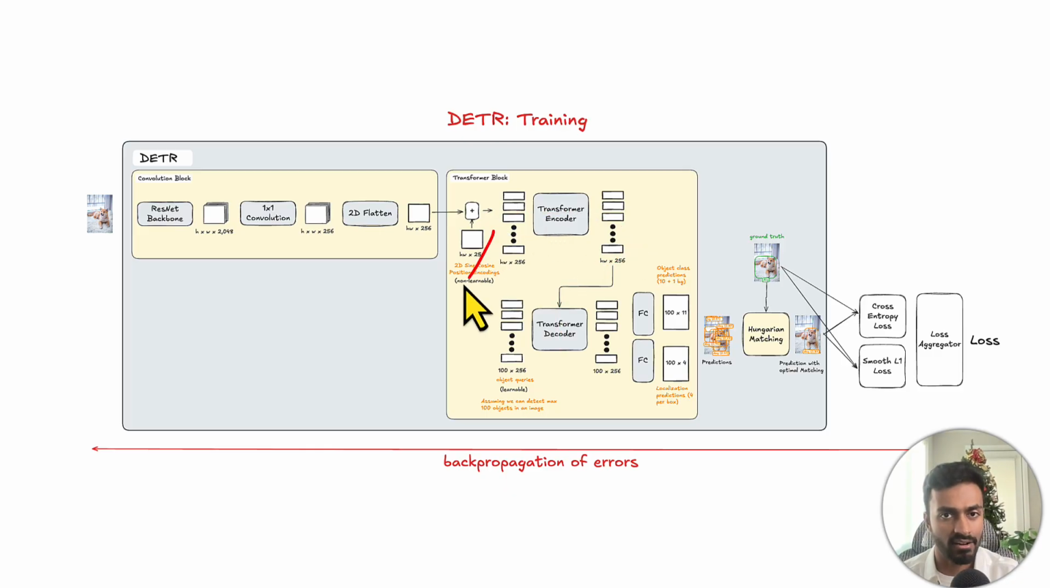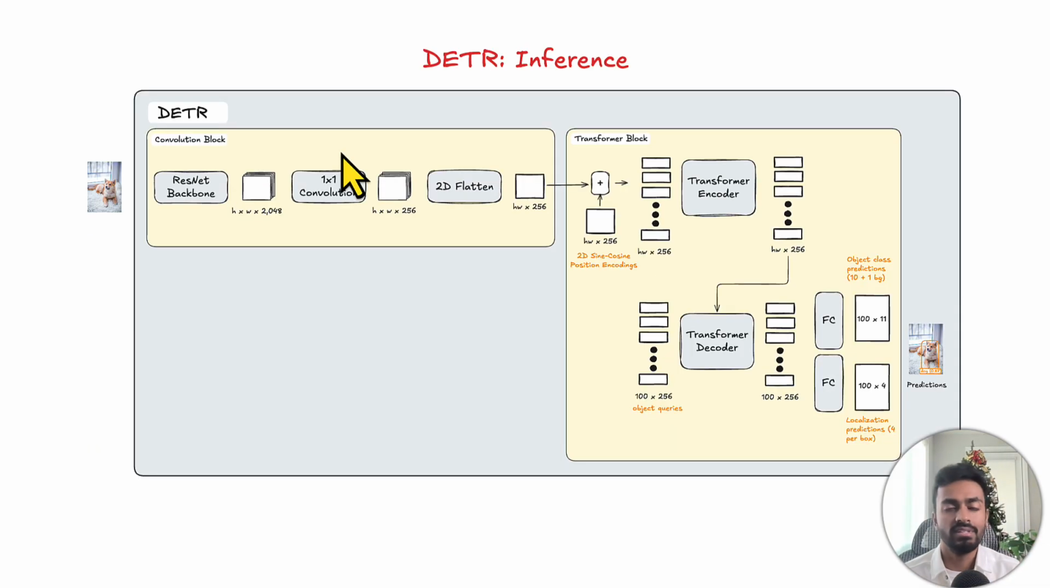And this is not going to be learned here. These are fixed positional embeddings. But the convolution layers over here and the ResNet architecture are also going to be learned. And hence, training happens via backpropagation. Now for inference, the architecture looks a little bit more simplified.